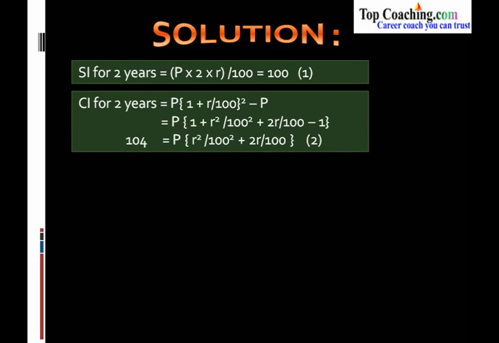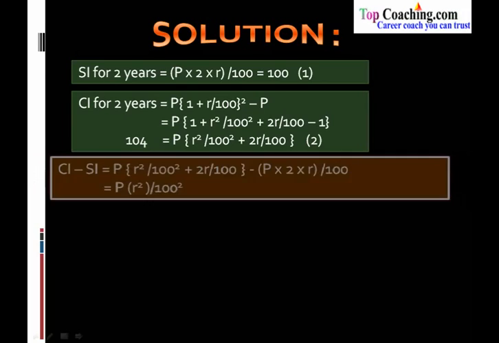Now, when we expand this term (1 + R/100)², we get P(1 + R²/100² + 2R/100 − 1). Now 1 and 1 get cancelled, and it becomes P(R²/100² + 2R/100). And also given to us is that the compound interest for 2 years is equal to 104. So we get 104 = P(R²/100² + 2R/100). And let us say that this is equation number 2.